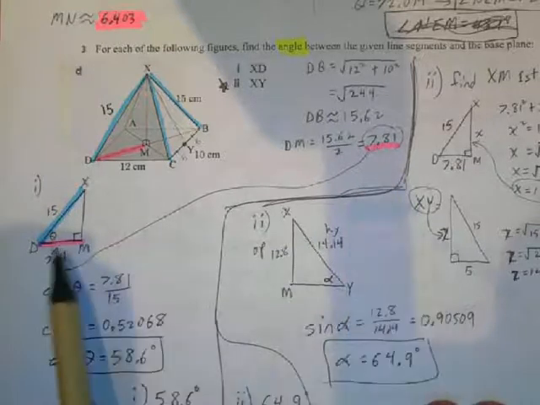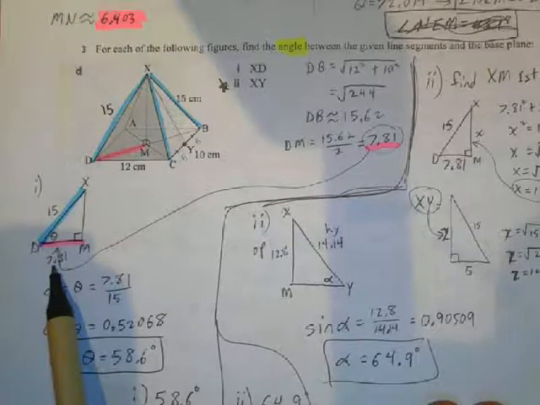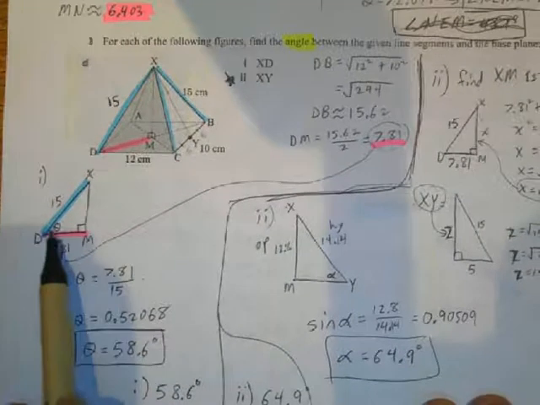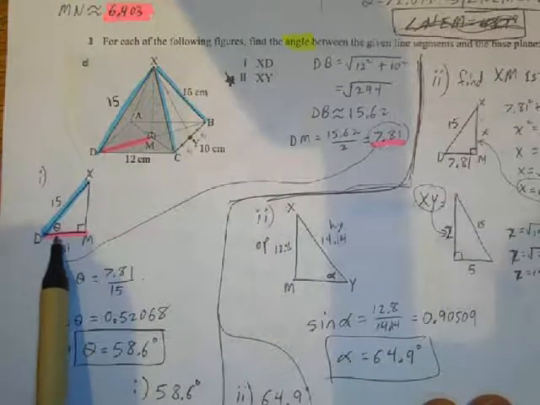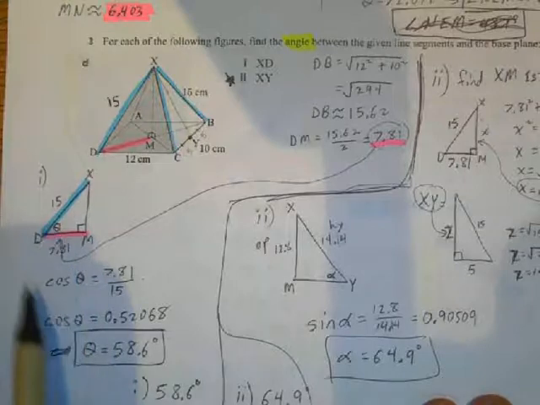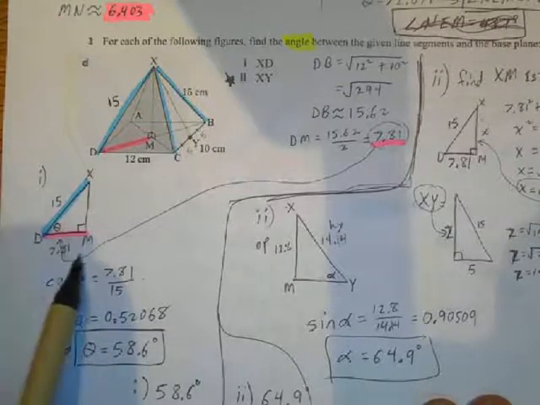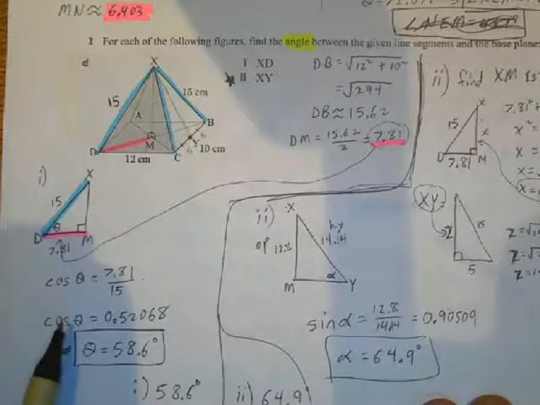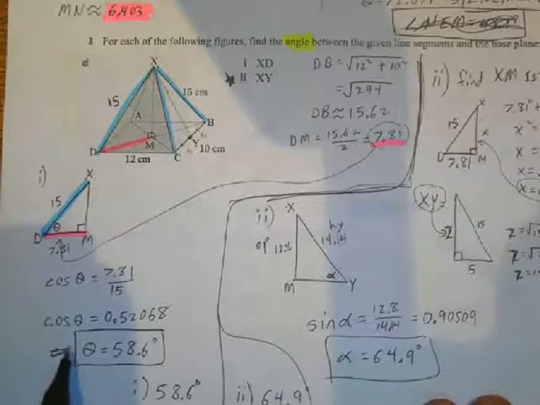Okay, so now I know this is 7.81, and I know this is 5, and I've got the angle here, so I'm going to use adjacent and hypotenuse. I'm going to have to use cosine. So set up the ratio, adjacent over hypotenuse, and then I get my decimal, and then I do second cosine, or the inverse cosine, and we get this answer here.